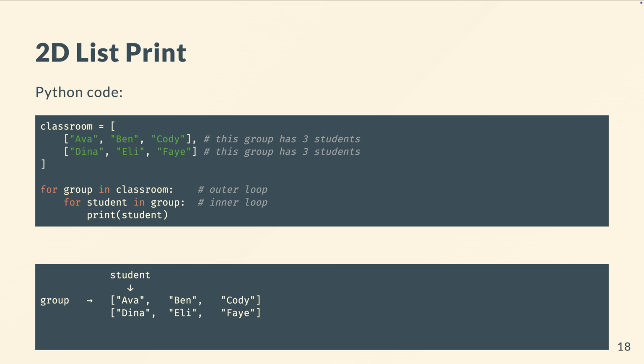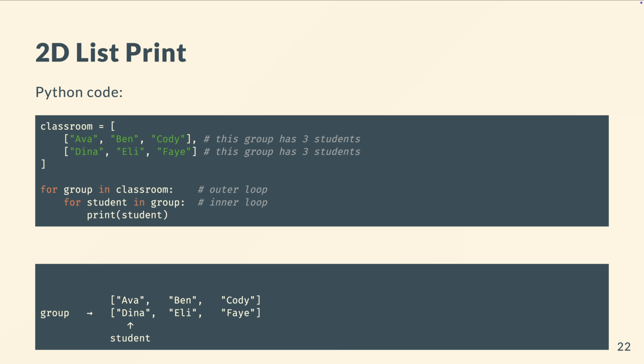Now student points to Ava, so we print Ava. Student moves to Ben, and we print Ben. Now student moves to Cody, and we print Cody. The inner loop finished the first row. Now the outer loop moves group to the second row: Dina, Eli, Faye. The inner loop starts again for the new group.